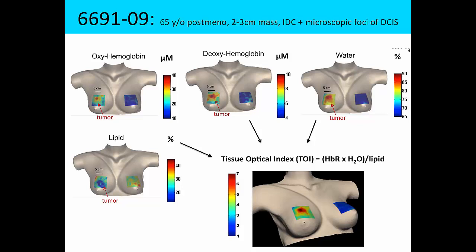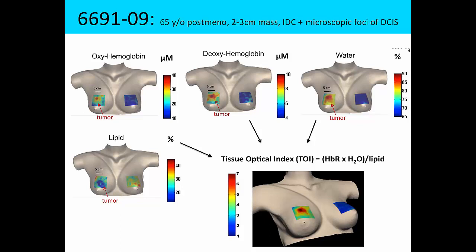So here are maps of a patient where we can measure the full spectra, and then we can calculate all the different components. Here's oxyhemoglobin, deoxyhemoglobin, water content, and lipid content, all from a subsurface tumor. This is about a 2 to 3 centimeter mass, invasive ductal carcinoma, buried about 1 centimeter beneath the surface. It's palpable, it's a large mass. We're not trying to find something very small. We're trying to characterize something pretty big.